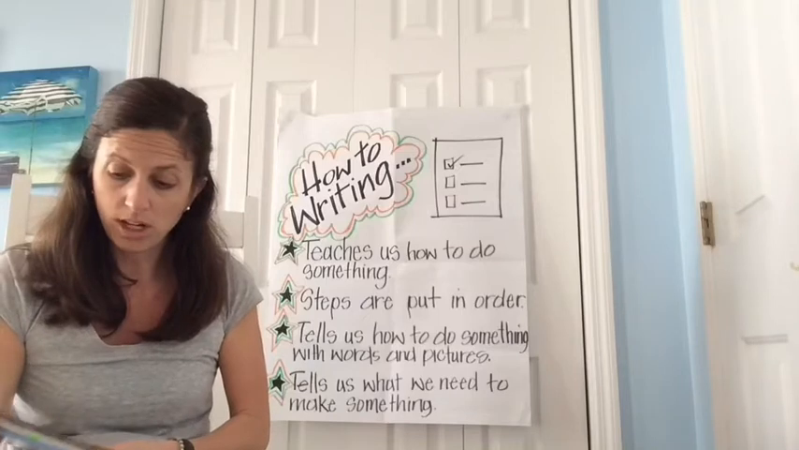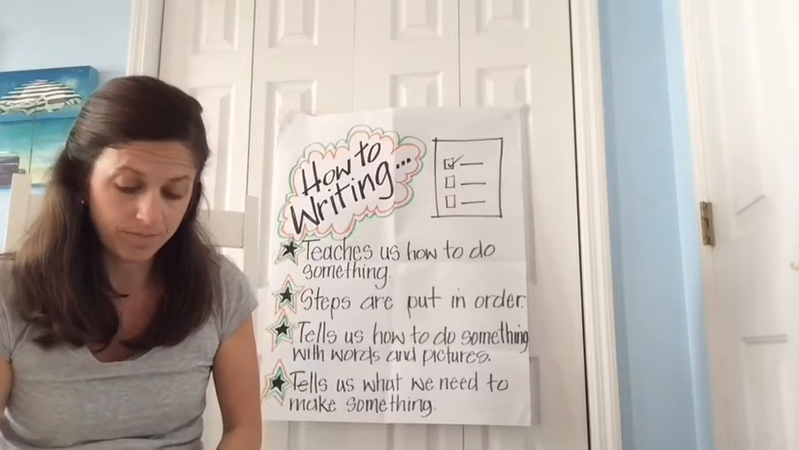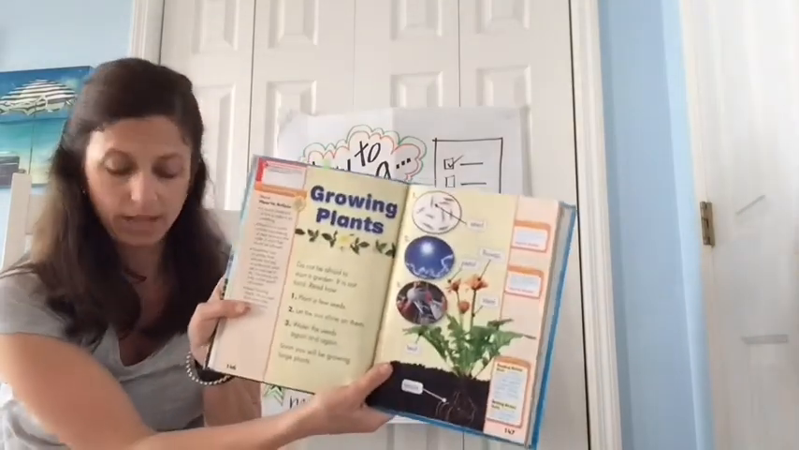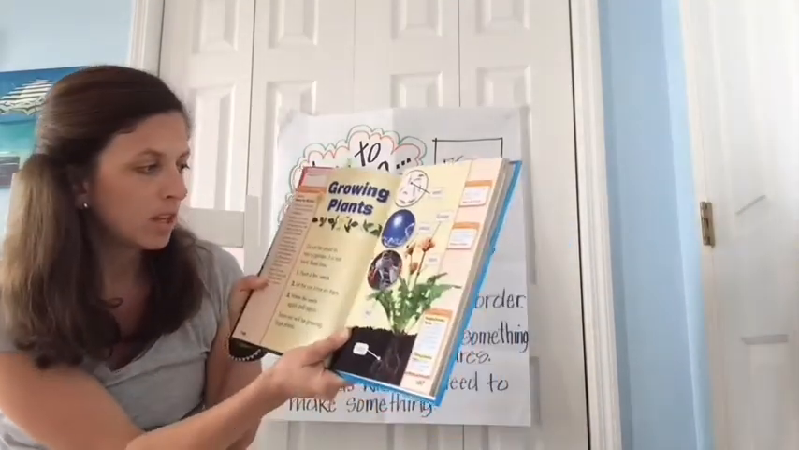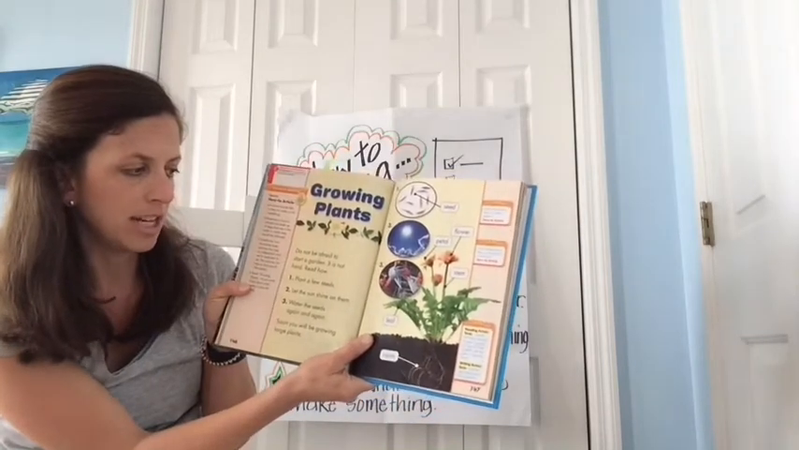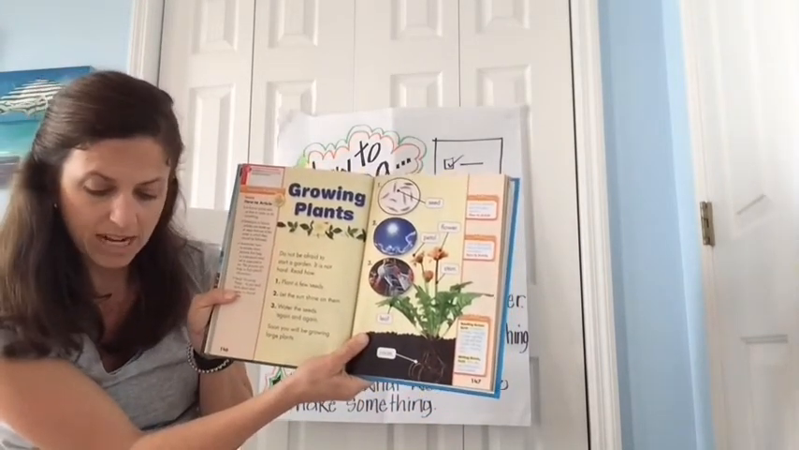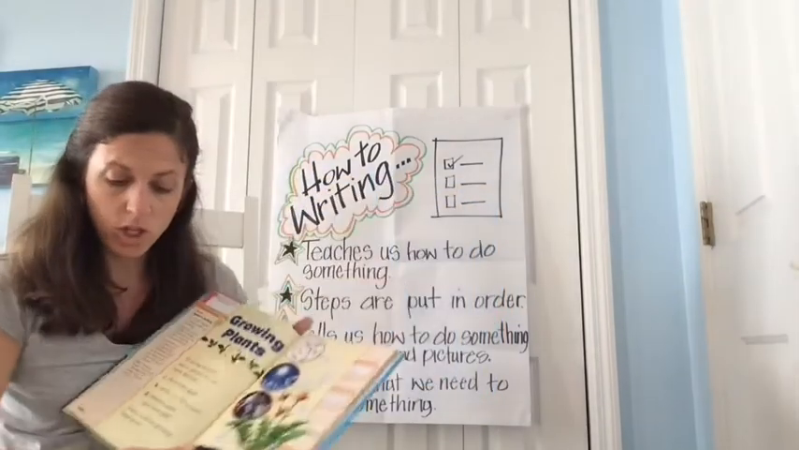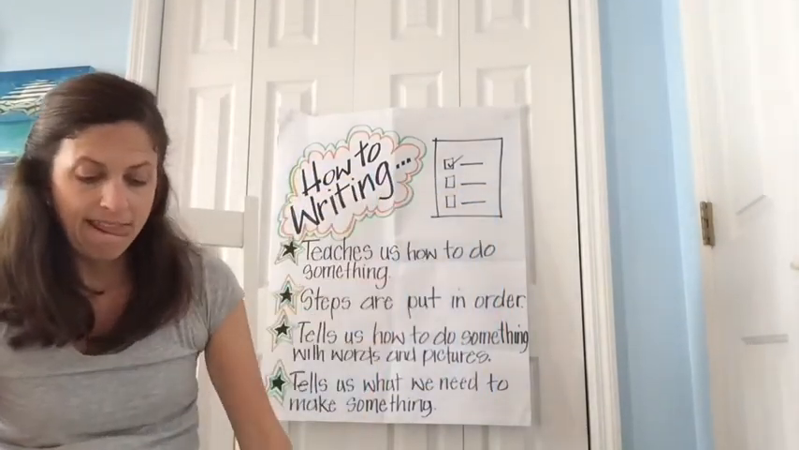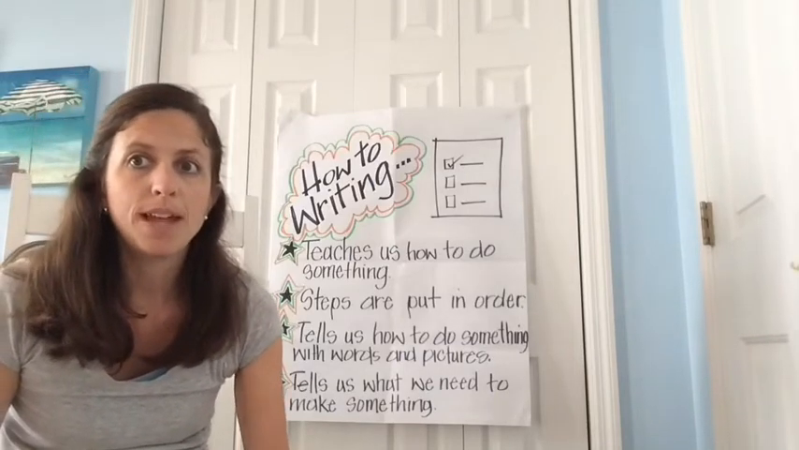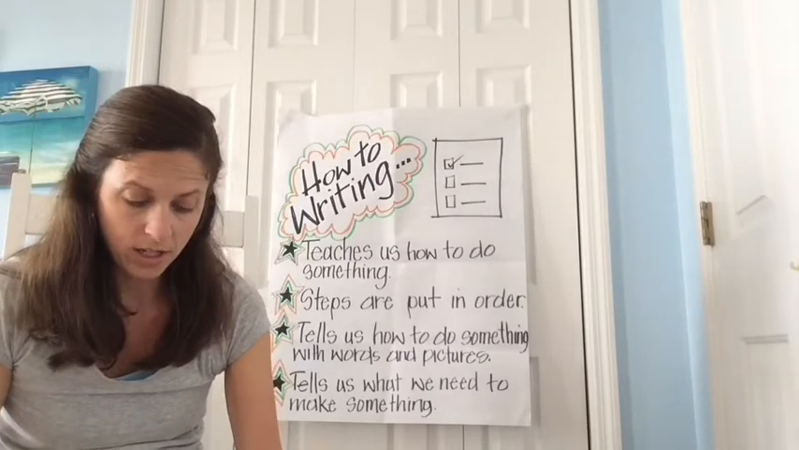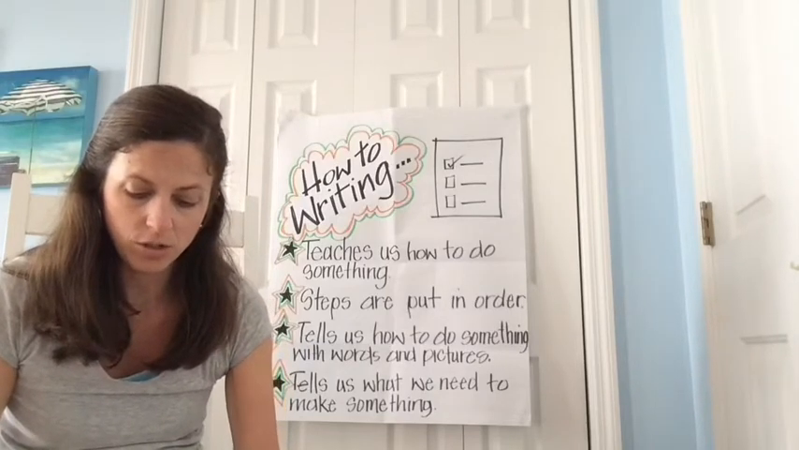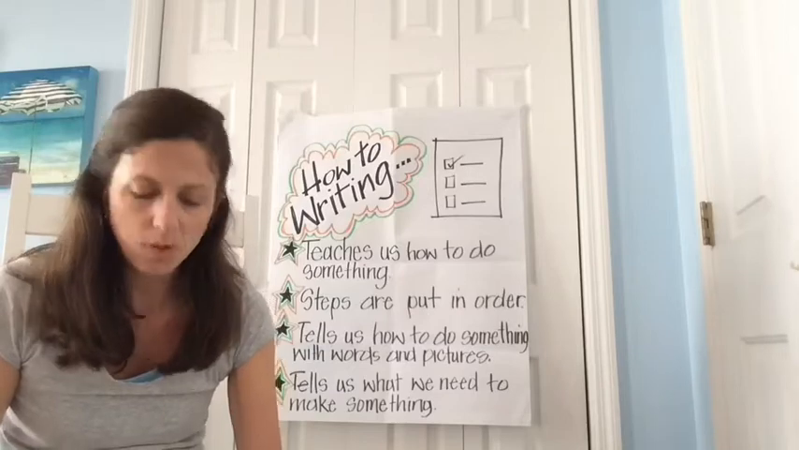So today we're looking at a how-to article. Okay. So the title of our text, like I said, is Growing Plants. And it says, "Do not be afraid to start a garden. It is not hard. Read how." Okay, so think right now, think about these clues, and I want you to make a prediction about what you might learn. And then I want you to think about how these clues helped you make a prediction. What are we going to learn about?